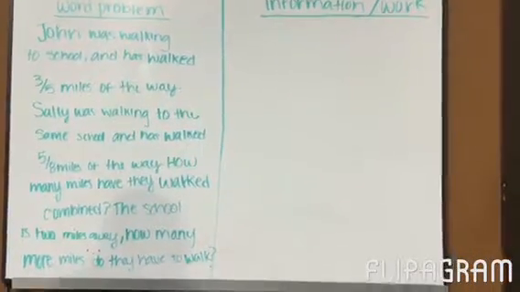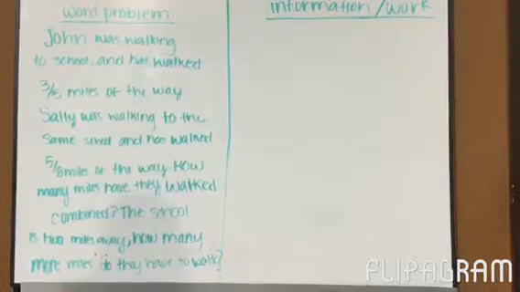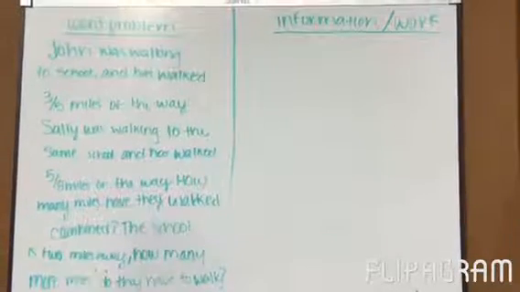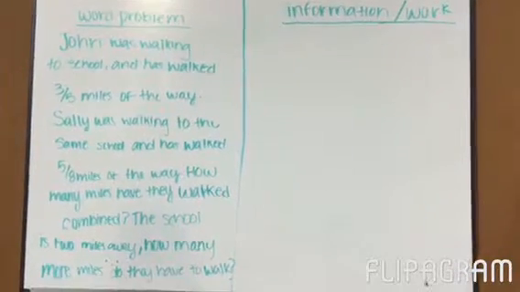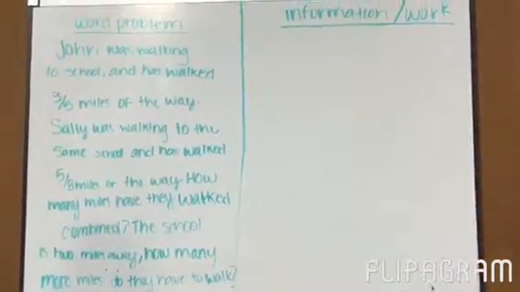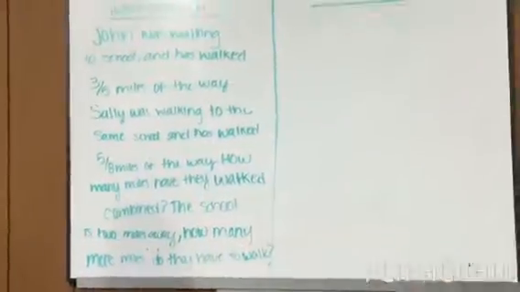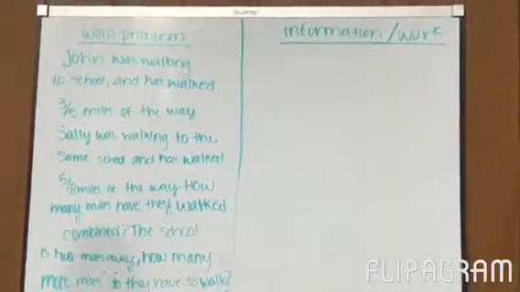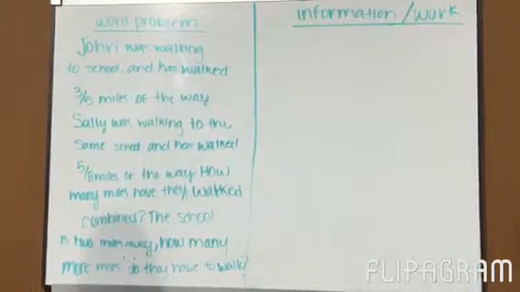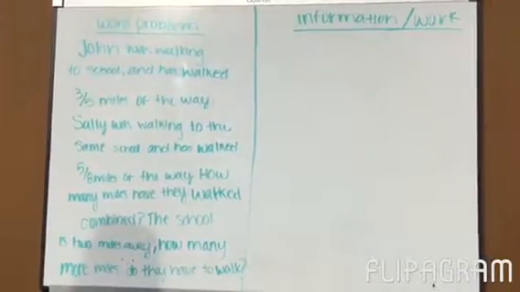Now that we know how to find a common denominator, let's try a practice problem. John was walking to school and has walked 3/5 of a mile of the way. Sally was walking to the same school and has walked 5/8 of the mile there. How many miles have they walked combined? Their school is 2 miles away from both of their houses. How many more miles do they have to go?